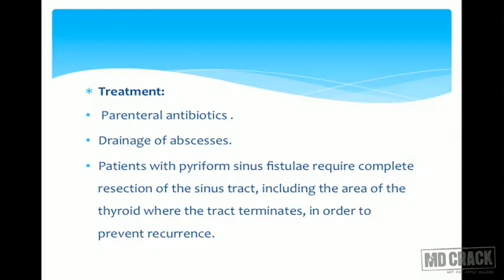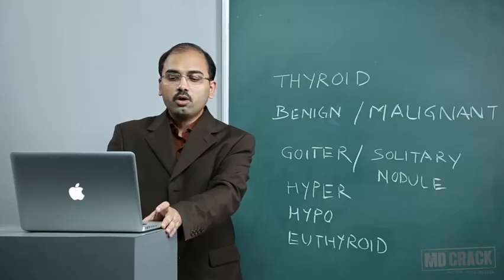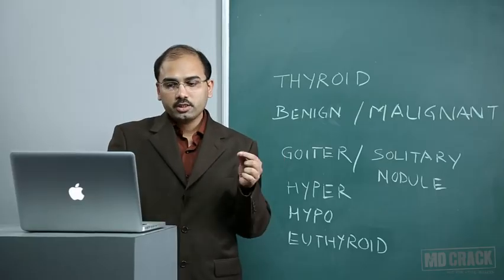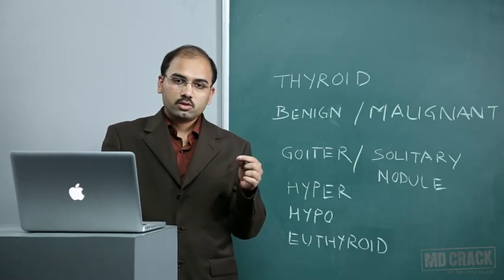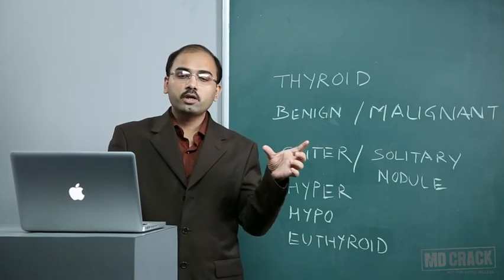What is the treatment? Parenteral antibiotics along with drainage of the abscess. Patients with pyriform sinus fistulae will require complete resection of the sinus tract along with the area of the thyroid where the tract terminates in order to prevent recurrence. So the whole of the tract along with both ends should be excised.